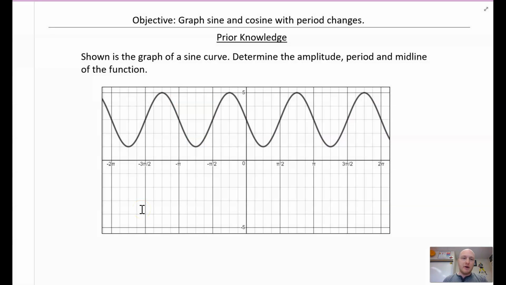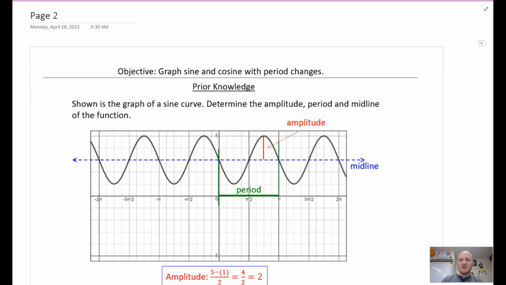Just for prior knowledge, please pause this video, and I want you to do a couple of things. I want you to determine the amplitude, the period, and the midline of the shown function. All right, so go ahead, pause the video, and determine those quick things. All right, hopefully you paused the video.